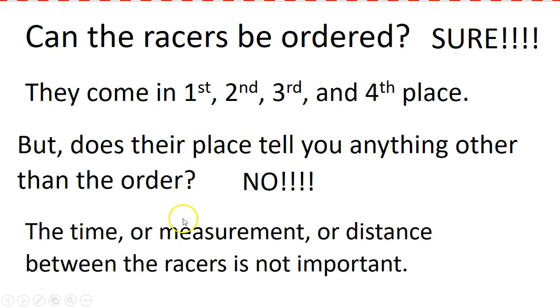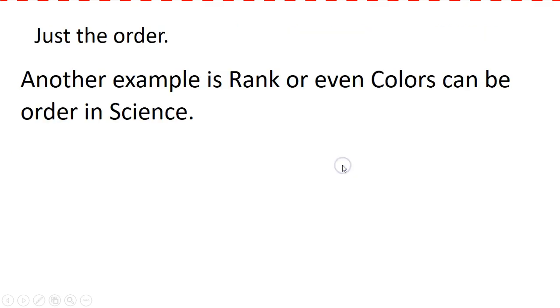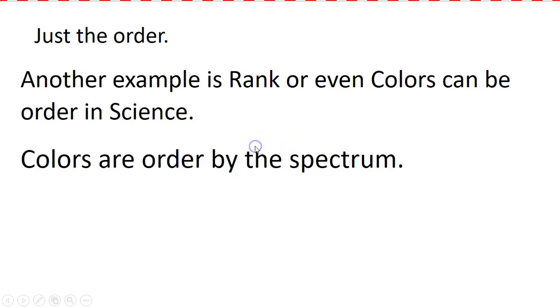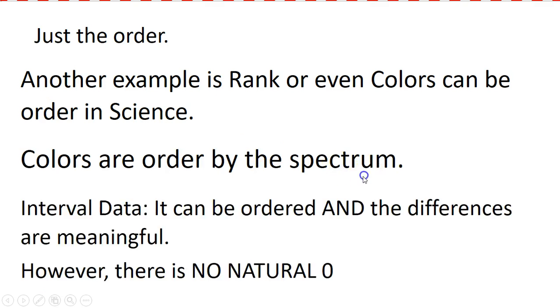The time or measurement or distance between the cars is not important. This guy could have won by literally 0.01 of a second, but he still won. That's not factored in. It's just a rank. When you look at it, you go, yep, there's the order. Another example is rank, or even colors can be ordered in science. Colors are ordered by the spectrum.